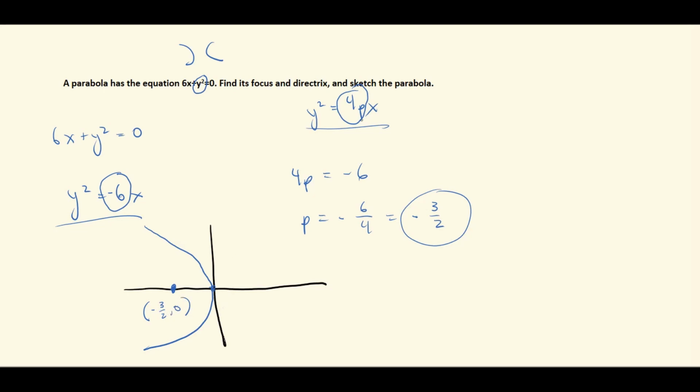And then we also know that the directrix is going to be the same distance, but in this direction. And it's going to be a vertical line. And this line is going to be x is equal to 3 over 2. And we can also just say that the directrix is x is equal to negative p. P is negative 3 over 2, so the directrix is x is equal to 3 over 2. And we can just verify that by looking at the distance.